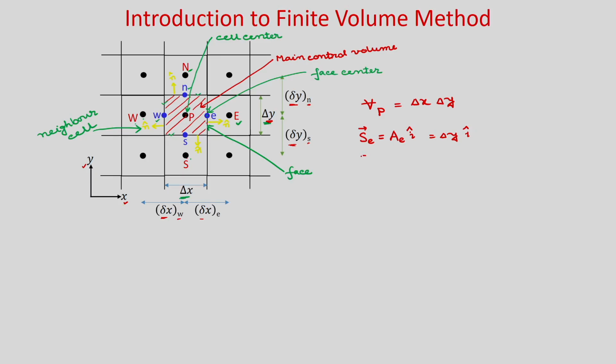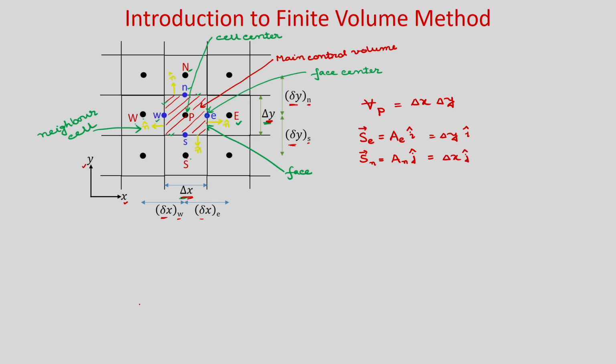Similarly, now if you see the north face, then you can write S north is equal to A north n. So n is the magnitude of this surface vector, and in which direction? In the y direction, the unit vector is j. So you can see the area of this north face is delta x. So this is your delta x j.